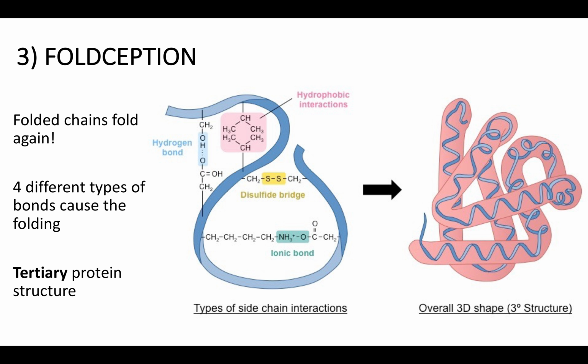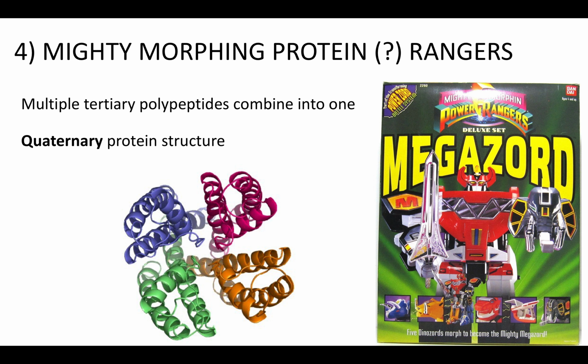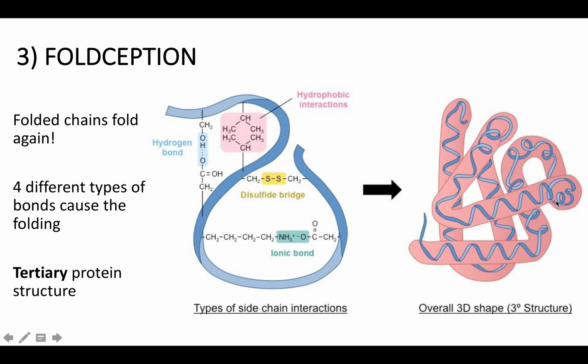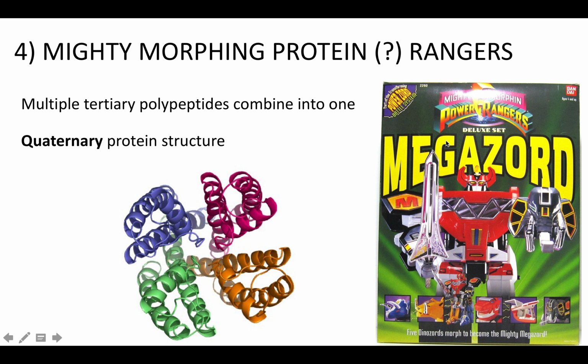It's quaternary, it's number 4. And that's basically when you take 4 of these things, 4 different polypeptide chains that have been folded into alpha helixes and beta pleated sheets that have been then folded on themselves. You take 3 or 4 of those, maybe 5 or 6, and you combine them together. You get a blue one, a green one, a red one, and an orange one. So we have multiple tertiary polypeptides combining into one.